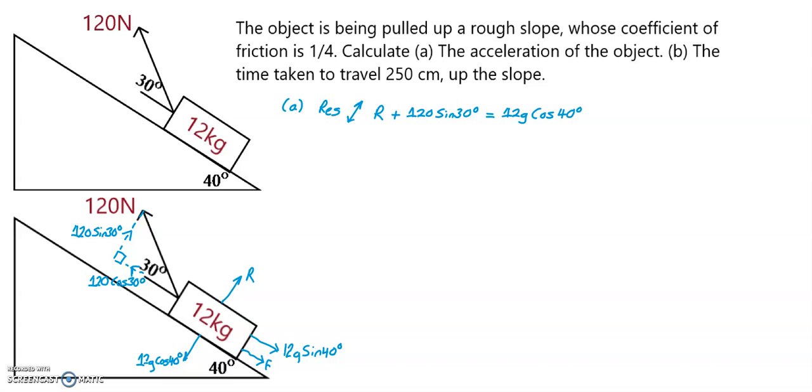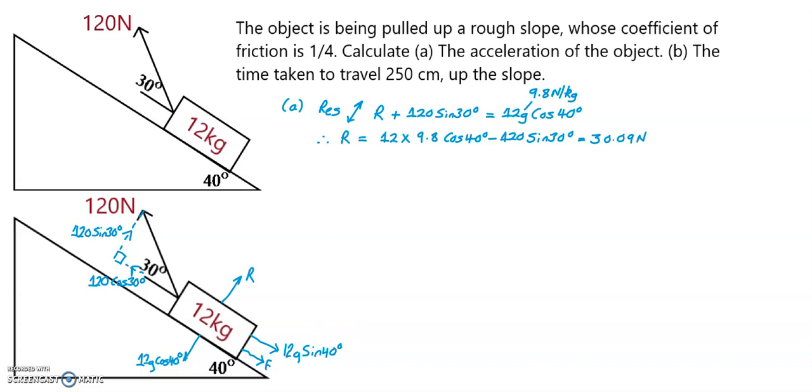So by rearranging this equation to make R the subject, we can find the normal reaction. So R equals 12 times g. Now g has a value of 9.8 newtons per kilogram. So 12 times 9.8 cos 40 degrees, take away 120 sine 30 degrees. And this gives a normal reaction of magnitude 30.09 newtons.